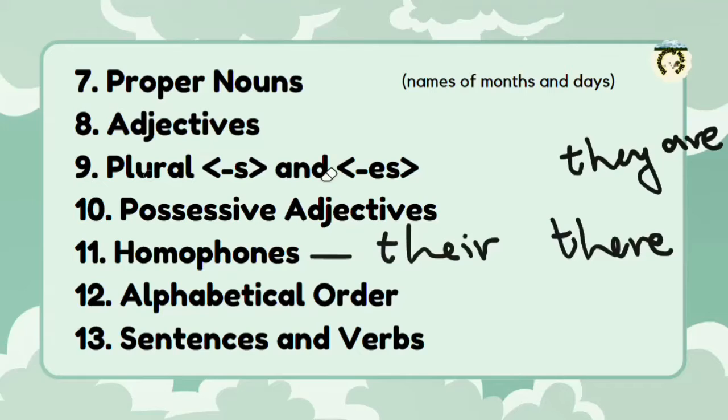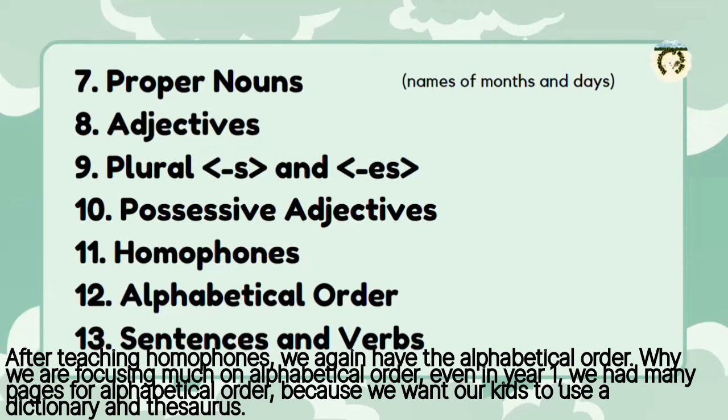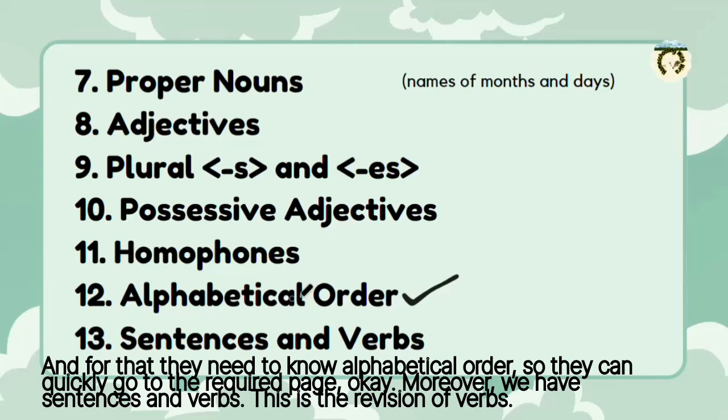Okay. After teaching homophones, we again have the alphabetical order. Why we are focusing much on alphabetical order? Even in year one, we had many pages for alphabetical order because we want our kids to use dictionary and thesaurus. And for that, they need to know the alphabetical order so they can quickly go to the required page.